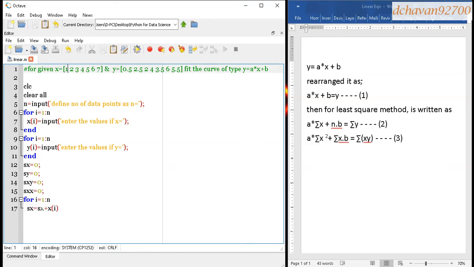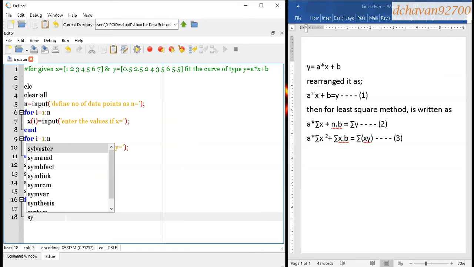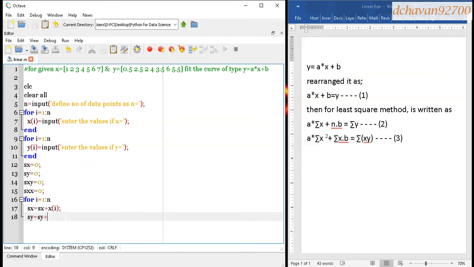1, and this sx is considered as what? 0. So 0 plus 1. Now in first iteration sx is stored as what? 1. Now similarly second, sy is equals to sy plus y of I. Okay, we just make it copy and paste so that next is sxy. So sxy is equals to sxy plus x of I into y of I.